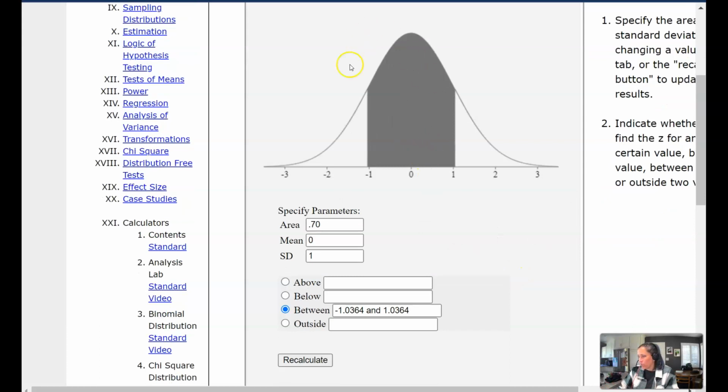Do note anything that we had a cutoff on the left side of the curve ends up being negative, right? Anytime our cutoff is on the right side of the curve, we're going to get a positive z-score out. This is just a good thing to keep in mind, especially when we get to those tricky inverse questions.